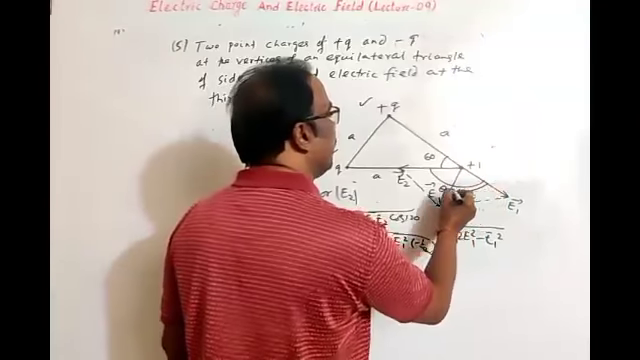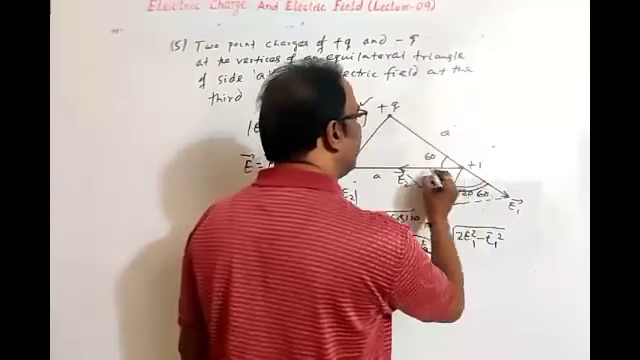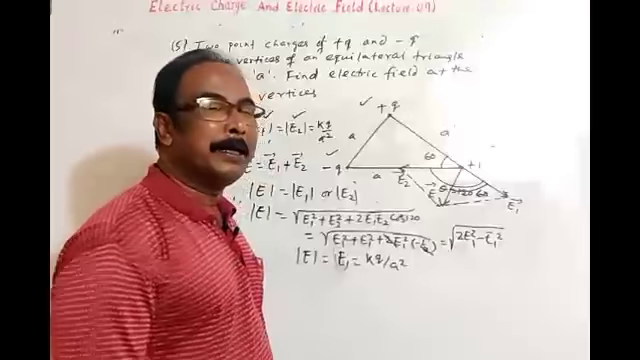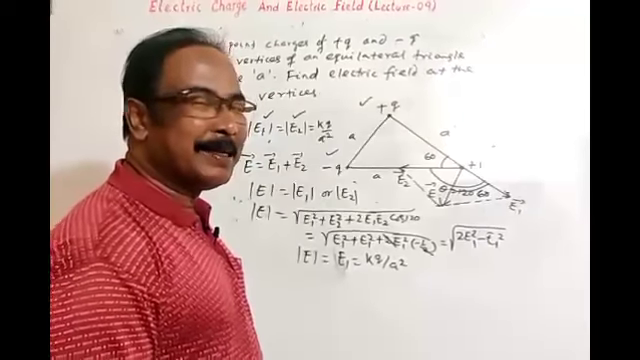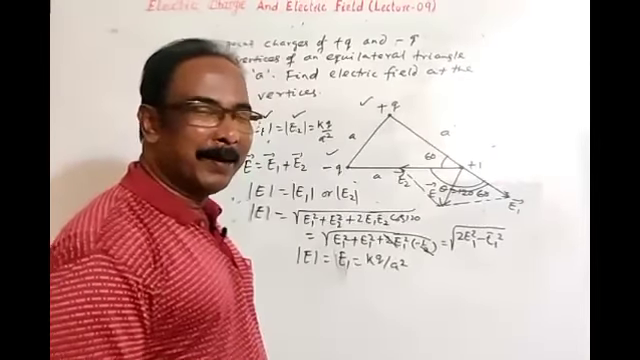Again, the resultant will bisect the angle because here the magnitude of E1 is equal to the magnitude of E2. Thus, the resultant must bisect the angle between the two component vectors.